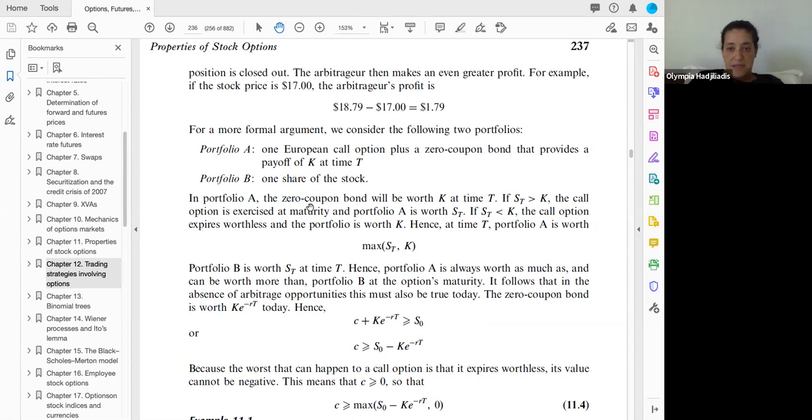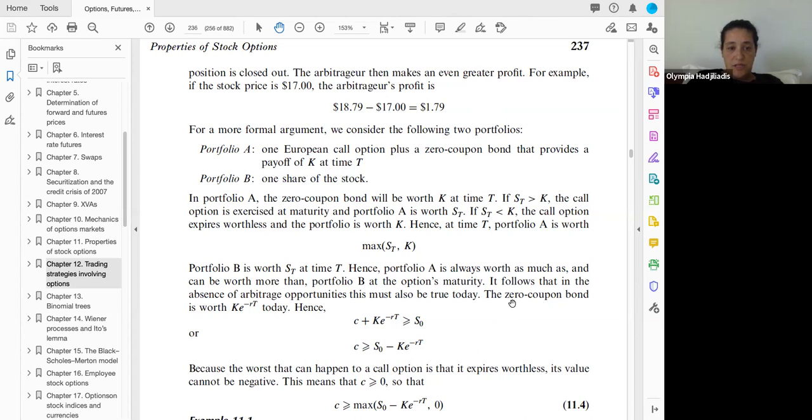If ST is greater than K, the call option is exercised at maturity and portfolio A is worth ST. If ST is less than K, the call option expires worthless and the portfolio is worth K. Hence, at time T, portfolio A is worth the maximum of ST and K. Portfolio B is worth ST at time T. Hence, portfolio A is always worth as much as and can be worth more than portfolio B at the option's maturity. It follows that in the absence of arbitrage opportunities, this must also be true today.